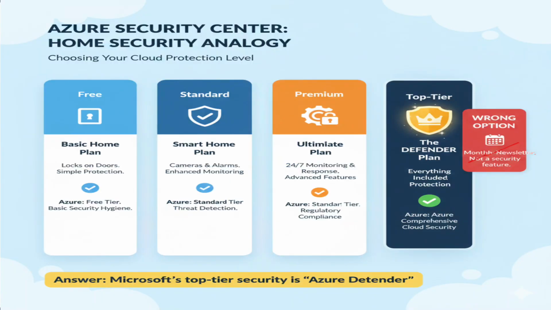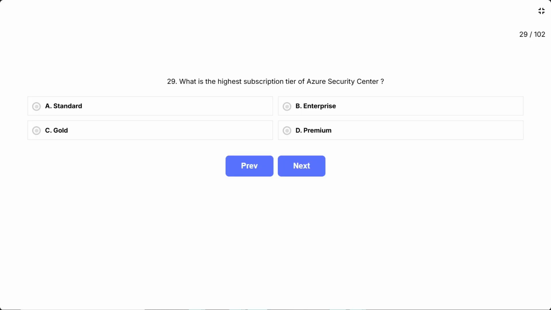Imagine you're choosing a security service for your home. You might have a basic plan that gives you door locks and a premium plan that includes cameras, alarms, and 24/7 monitoring. Azure Security Center works similarly. It offers different levels of protection. Which name would Microsoft use for their top-tier security offering? The correct answer is Standard.